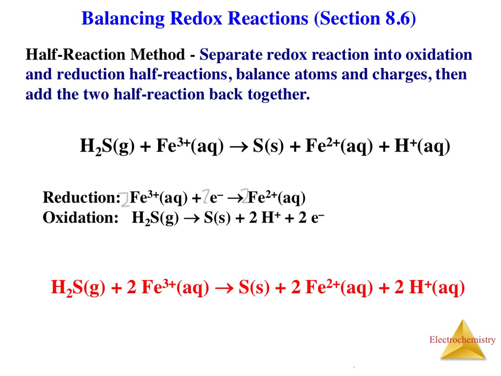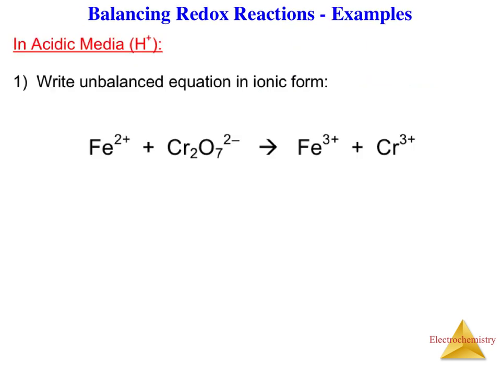Now I can simply add the reactions together. My electrons cancel out, I gain 2 electrons, I lose 2 electrons, and I end up with the equation at the bottom, which is now balanced, and it's also balanced with equal numbers of electrons being transferred. Redox reactions will often say that they need to be balanced in either an acidic solution or a basic solution, or acidic or basic media.